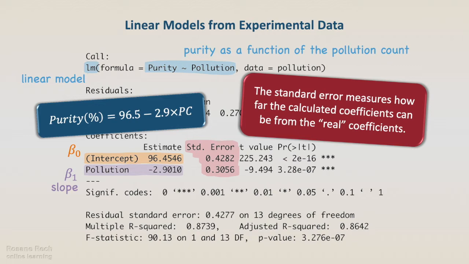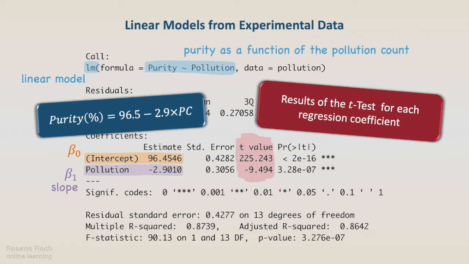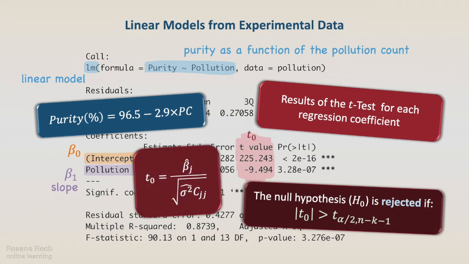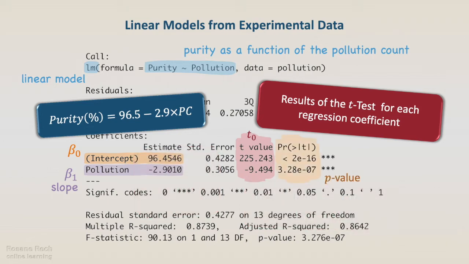And in the last columns, we have the results of a t-test for each coefficient. The t-test is the statistical test that will give the information about the significance of each regression coefficient. The null hypothesis H0 is rejected if the t-value or t0 is higher than a critical t. The last column shows the p-value of each coefficient, stating their individual significance levels. In this example, both coefficients are significant.